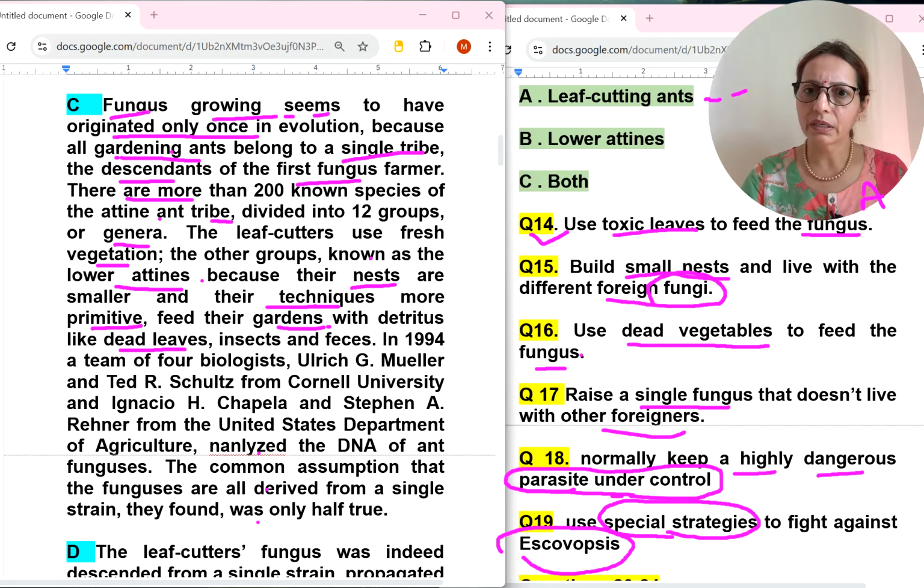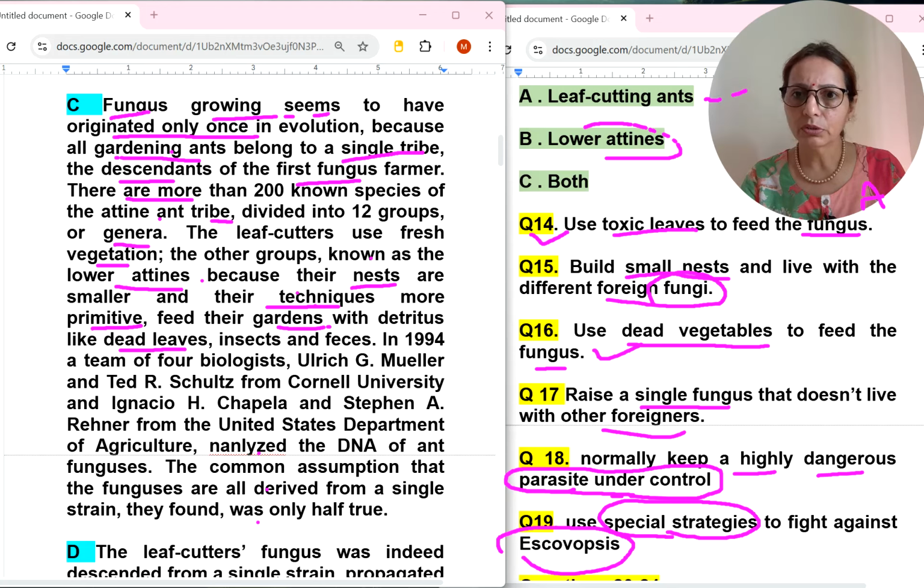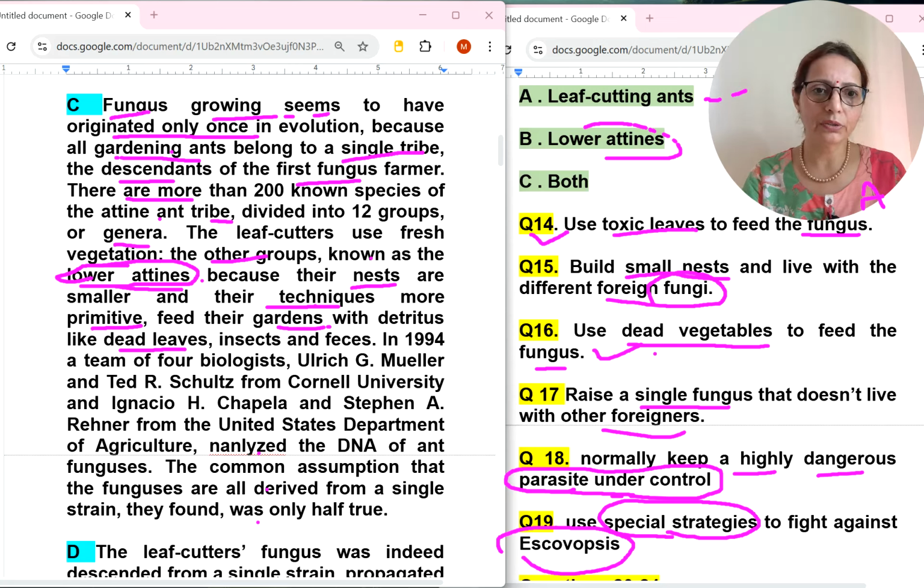So this we can select with B number because they have started talking about lower attines here. See, the other groups known as lower attines. So dead leaves, it is given, so use dead leaf vegetables to feed the fungus. So here I will select B number.